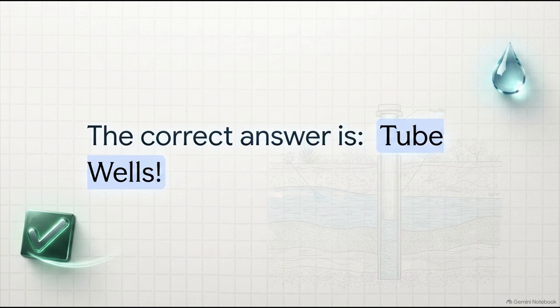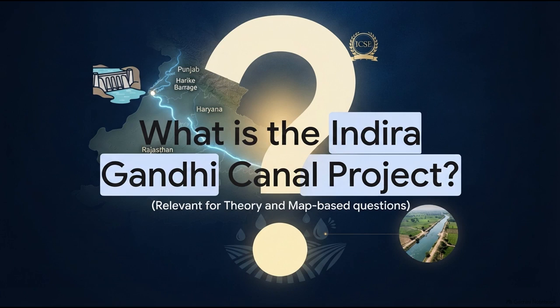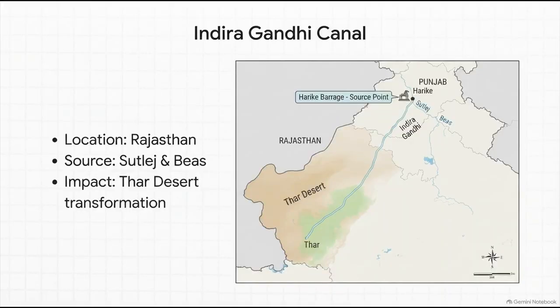Next up, a landmark geographical project that is an absolute favorite for both theory and map-based ICSE questions. What is the Indira Gandhi Canal Project? If you get asked to write a short answer on this, here are the exact, precise bullet points you need to jot down. 1. It's located in Rajasthan.